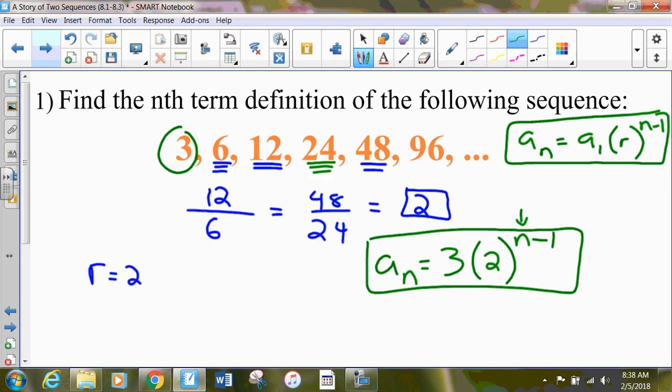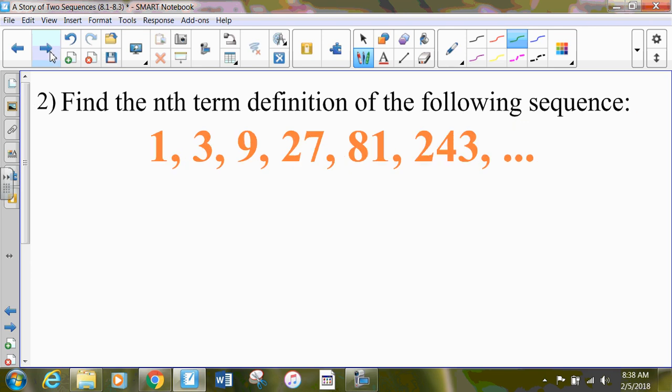And so let's have fun. These next few are just very straightforward like this. We do have a multiplier. You can see every term is being multiplied by 3 to get the term after it. And so our multiplier is 3. Another way to think about it is our common ratio. 9 divided by 3 is 3. So our common ratio, which we write as r, is 3.